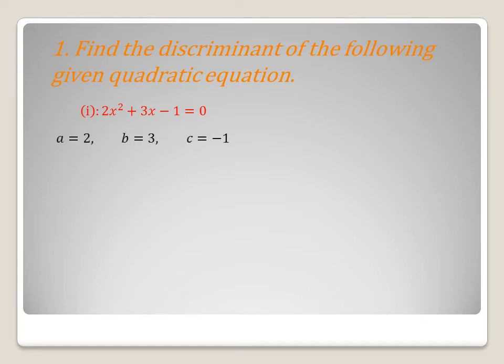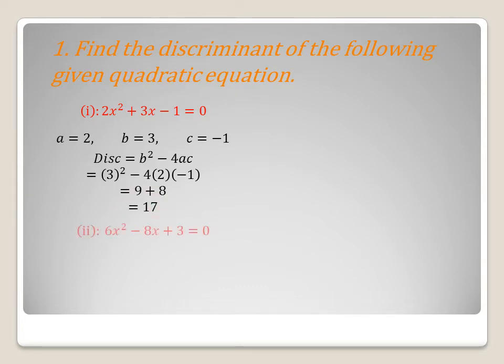First of all, we have to know the values of a, b and c. You know that the value of a is always the coefficient of x square, b is the coefficient of x, and c is the constant term. Discriminant is equal to b square minus 4ac. Applying all the values, we will get 9 plus 8. Adding it, we get our discriminant, which is 17.